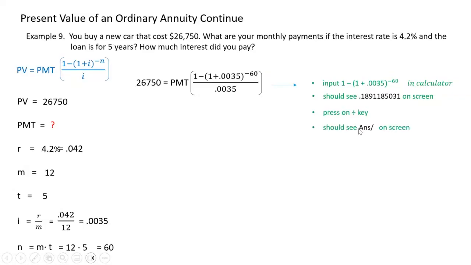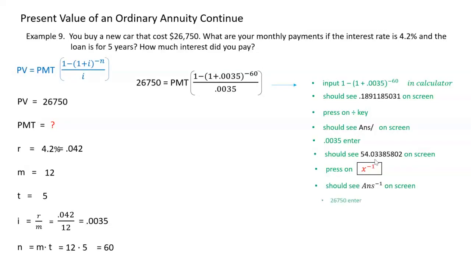Then we're going to hit the division key. When you do that, this is what you should see on your calculator. Then you're going to enter 0.00335. After you do that, you should see 54.03385802. Now you're going to hit the inverse key. Once you do that, you enter the 26,750. So the payments will be $495.06. That's how much your monthly payments will be.